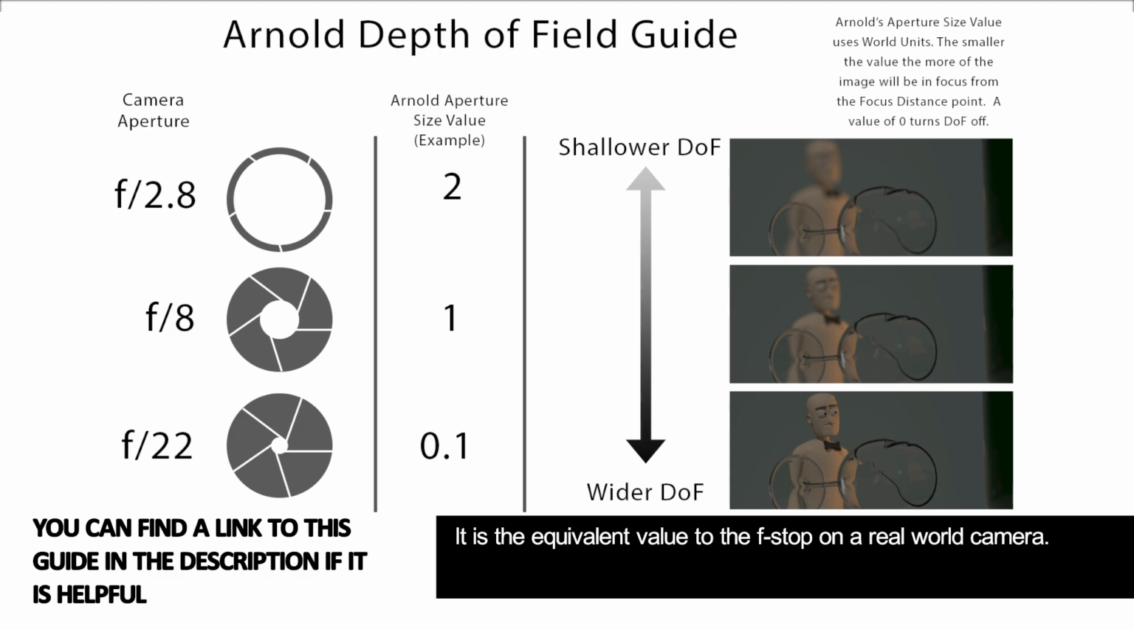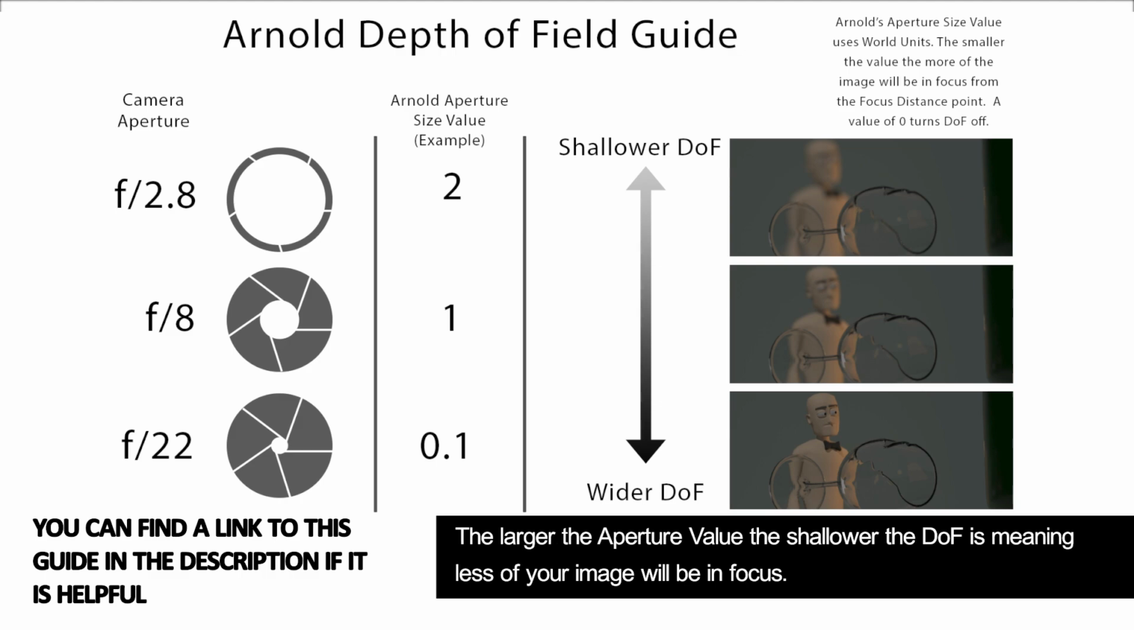And essentially, the larger the aperture size that you put into the Arnold size value, the shallower the depth of field is, which means that from the focus distance point, less of the image is going to be in focus. So a shallow depth of field will only focus just around the focus distance, and then it's going to fall off really quickly. And you can see these examples here.